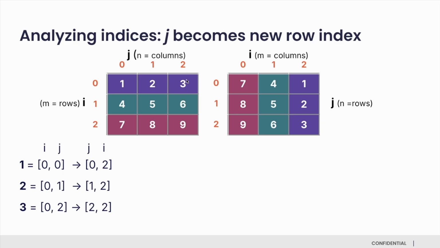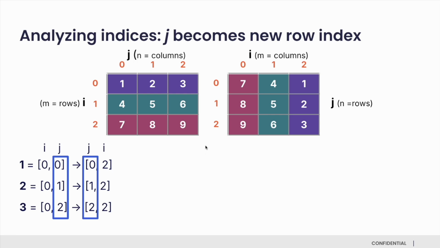Now on the rotated matrix, where I becomes columns and J now represents rows, we see their new position moves. So number 1 is now in position 0, 2. 2 is in position 1, 2. And number 3 is in position 2, 2. You can see that right here. You can see here that the J that used to represent columns now represents rows. So those numbers are the same.